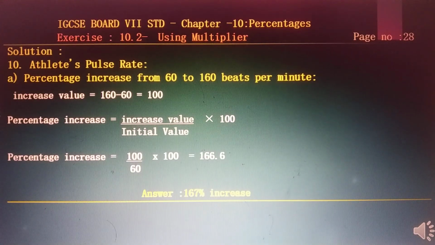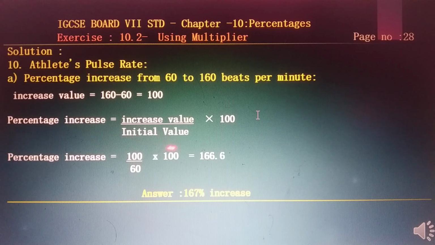The solution of this problem: athlete pulse rate. A, percentage increase from 60 to 160 beats per minute. For the increase, first we have to find the increase value. It means maximum minus minimum. 160 minus 60, we are getting 100. So the increase value is 100.